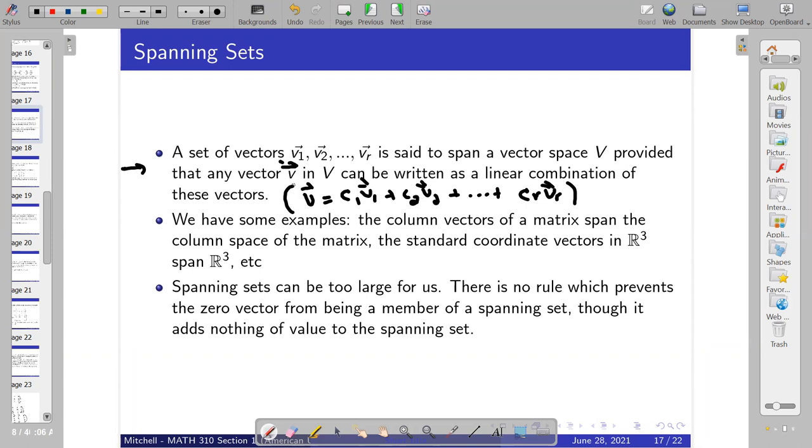We already have some examples of something like this. I'd like to give you a couple of exercises to do, maybe to generate a couple more. One example we have: the column vectors of a matrix span the column space of the matrix by definition. The standard coordinate vectors in R3 span R3. By that I mean (1, 0, 0), (0, 1, 0), and (0, 0, 1).